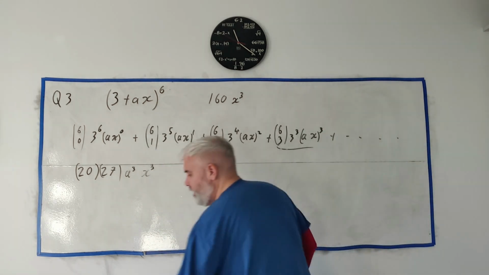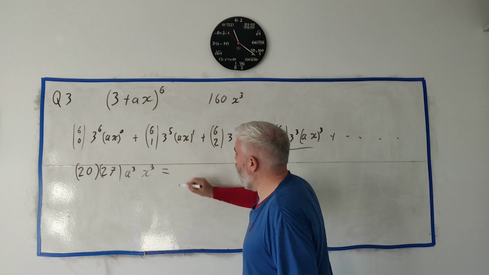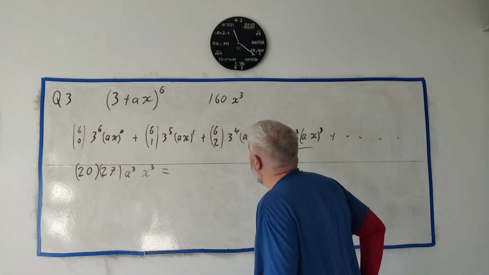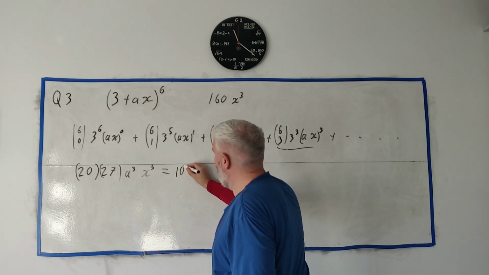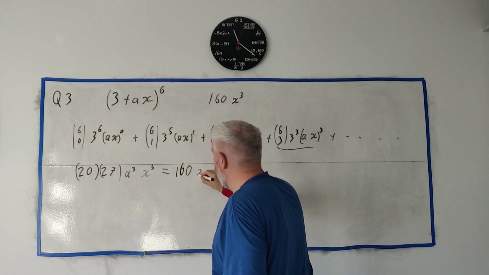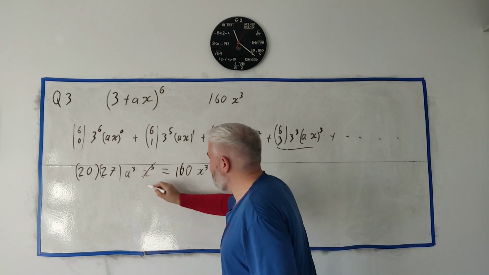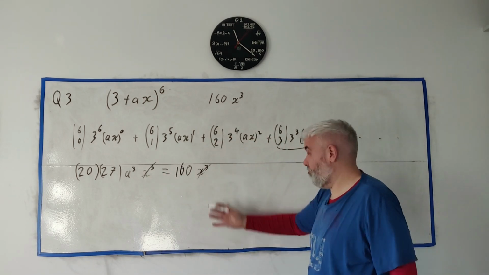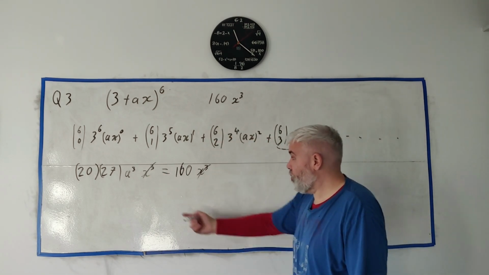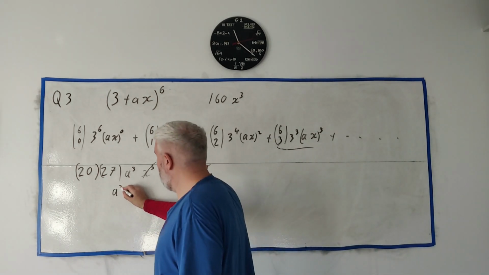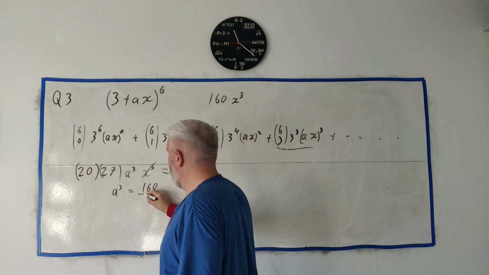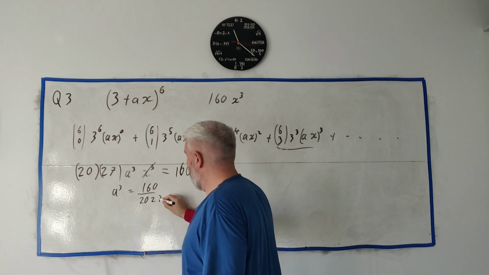We don't actually need x to the power of 3, because we're going to put all of this equal to 160 x cubed. And the x cubes just cancel, so you don't have to write them either. You just solve this for a cubed. a cubed is equal to 160 divided by 20 divided by 27.